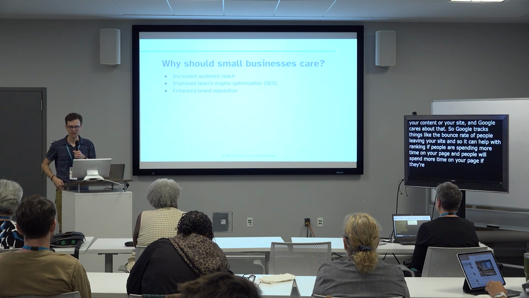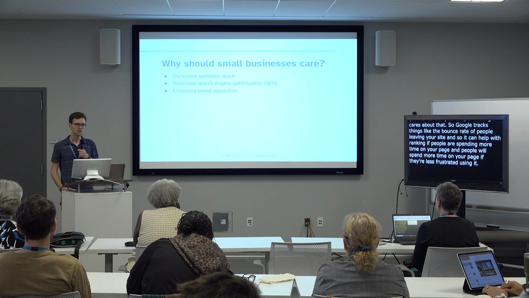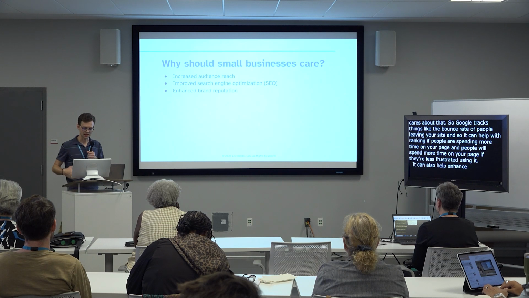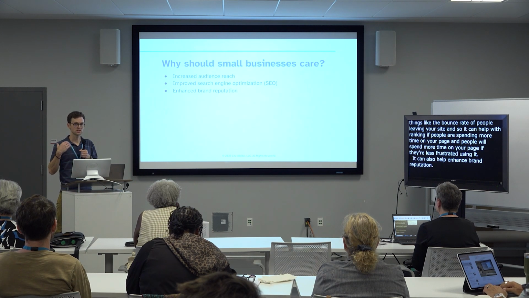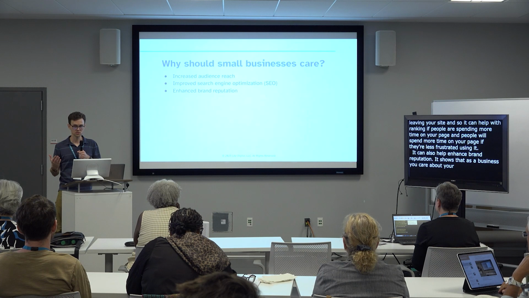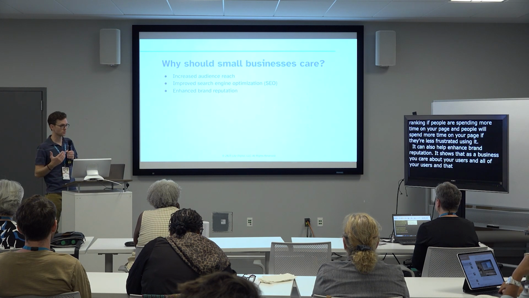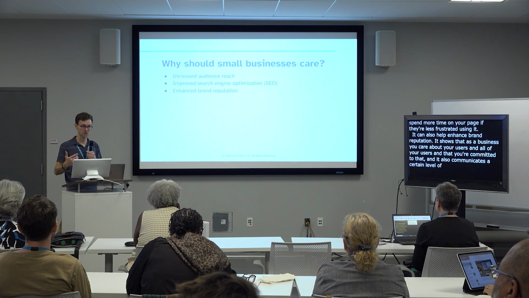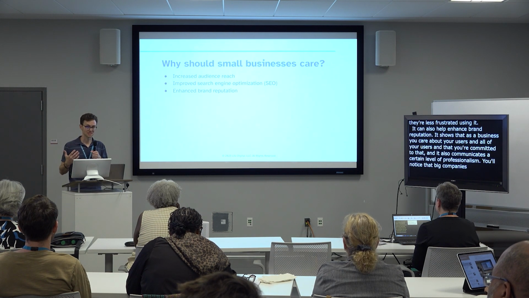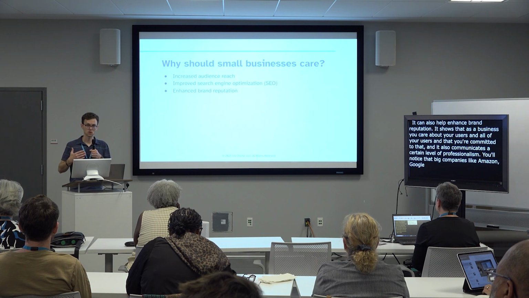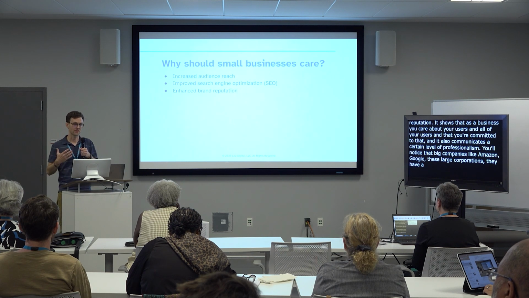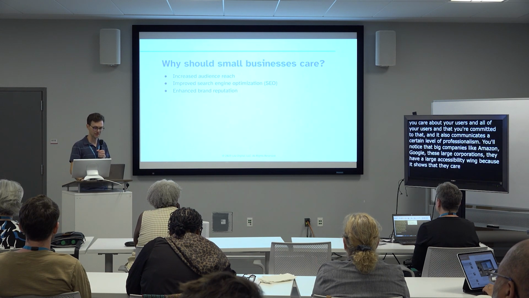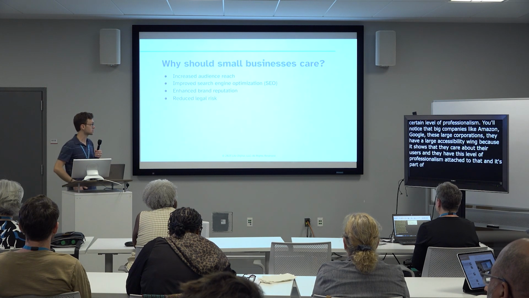It can also help enhance brand reputation. It shows that as a business you care about your users and all of your users and that you're committed to that. And it also communicates a certain level of professionalism. You'll notice that big companies like Amazon, like Google, these large corporations, they have a really large accessibility wing because it shows that they care about their users and they have this level of professionalism attached to that, and it's part of their reputation.